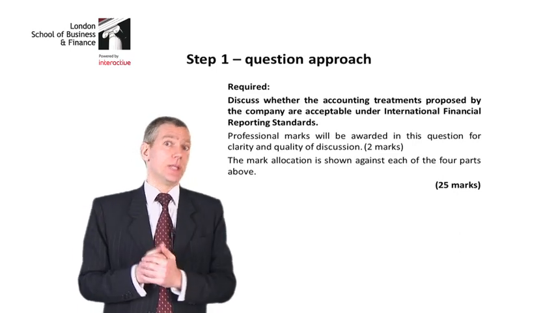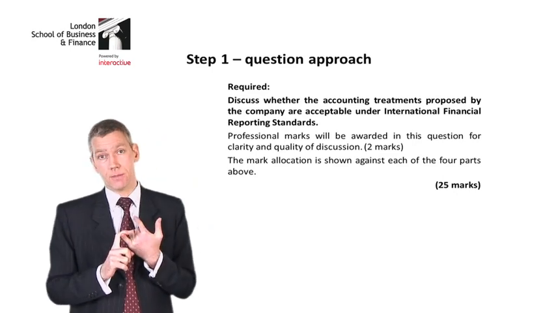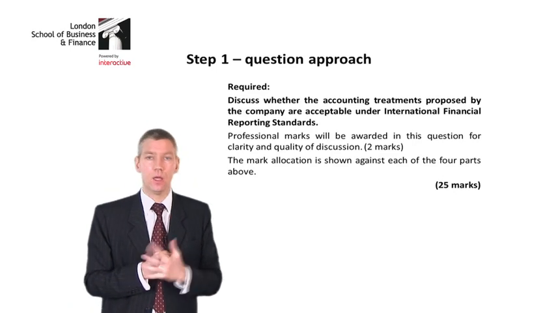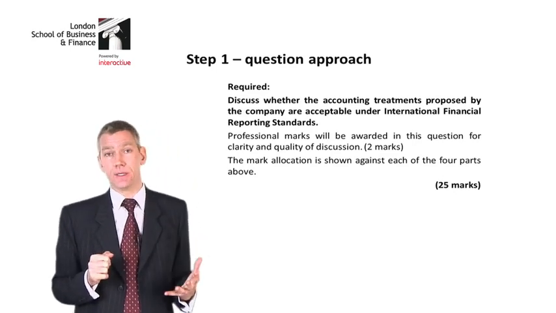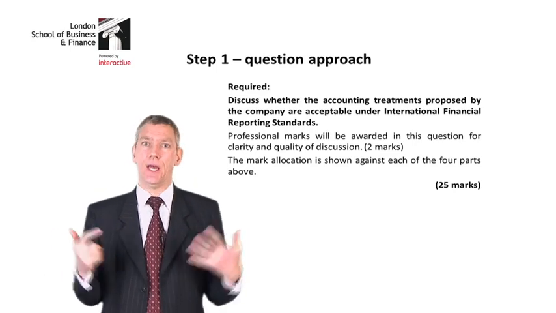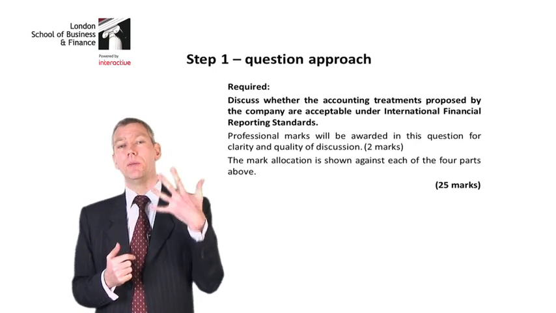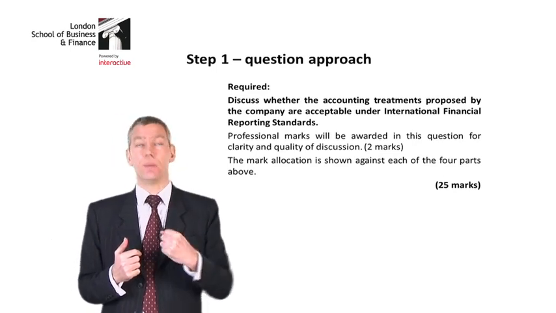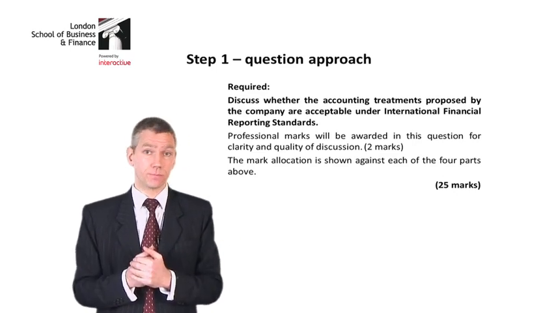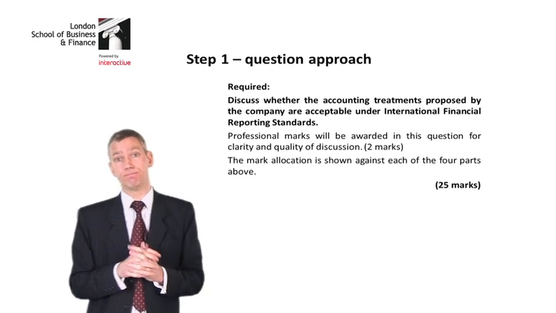Now, 5 is really the minimum, to be honest with you. You have 1.8 minutes per mark. 5 marks gives you 9 minutes. So ideally, if you can give 6 or 7 ideas within those 9 minutes, that would be even better. But the minimum is 1 idea per mark that the examiner gives you in the requirement. Okay? So that's the approach that I'm going to use when answering this question.